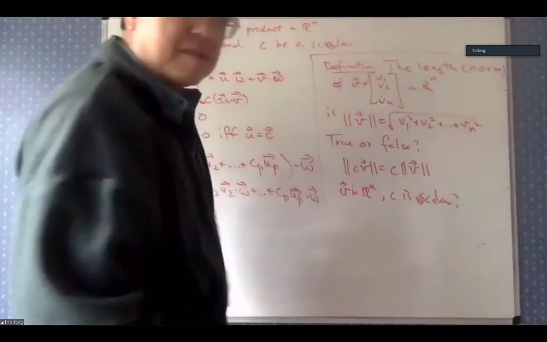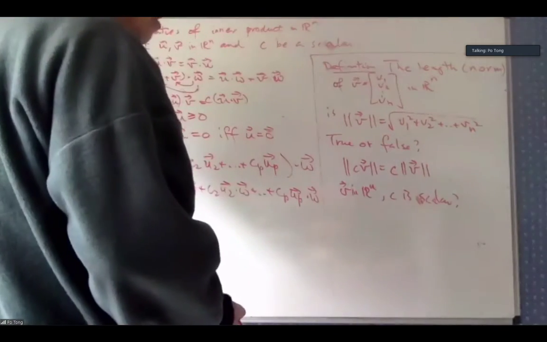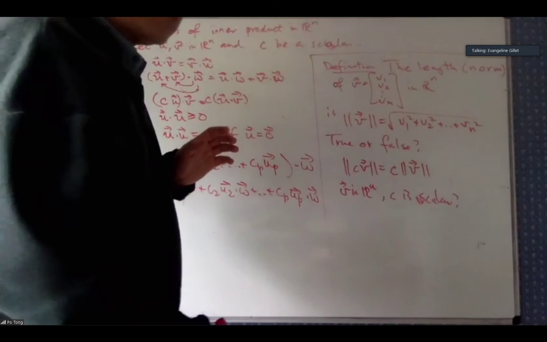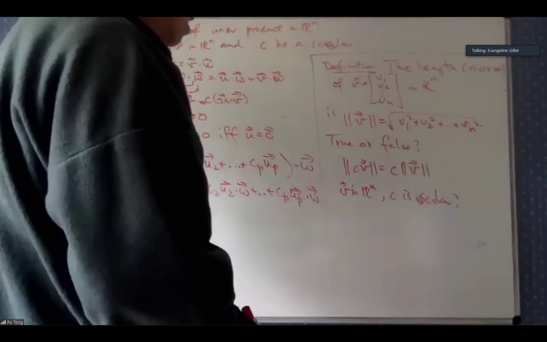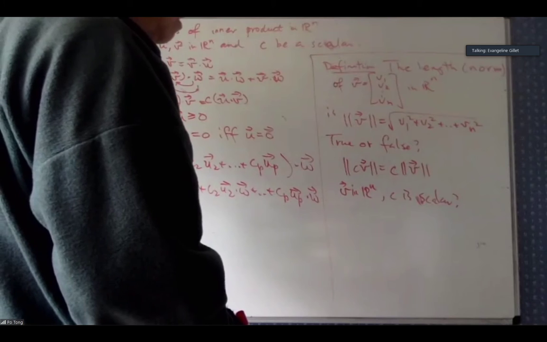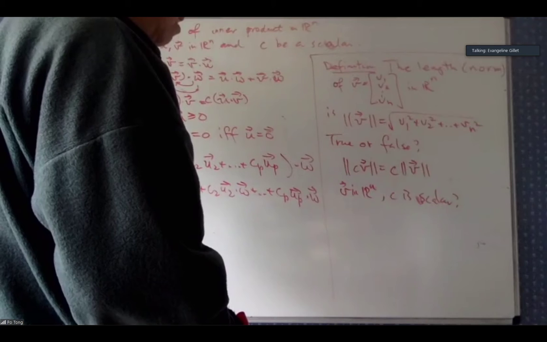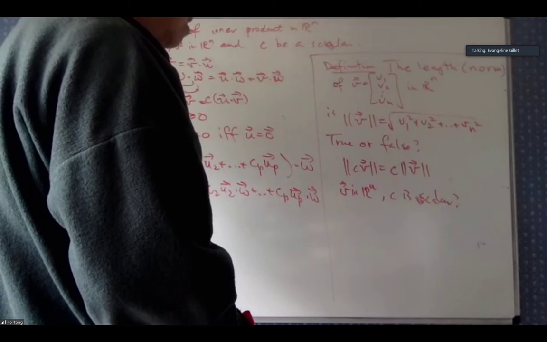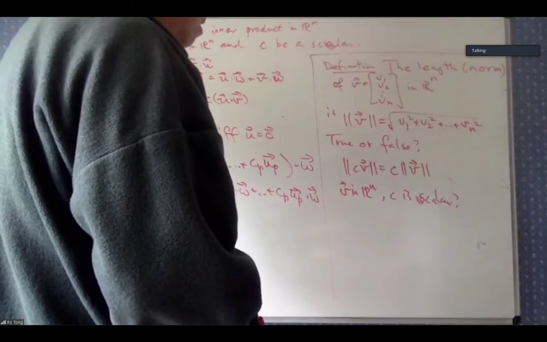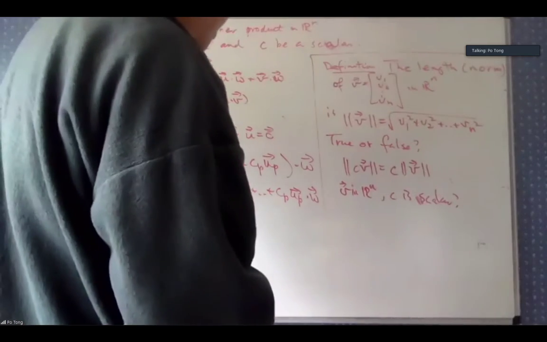False. Okay, good. It's false because, can you explain? Because when you scale the vector, you're multiplying all of the things inside it by that scalar, and then you're squaring all of those. And so you're adding more than if you just multiply the magnitude by c. That was a bad explanation. Okay, it's okay. But it is false.